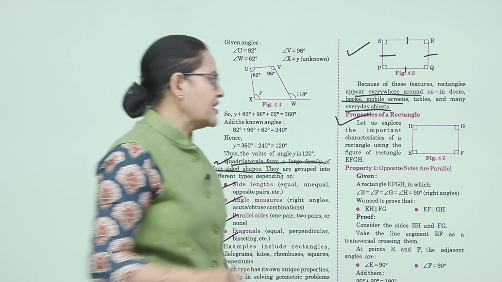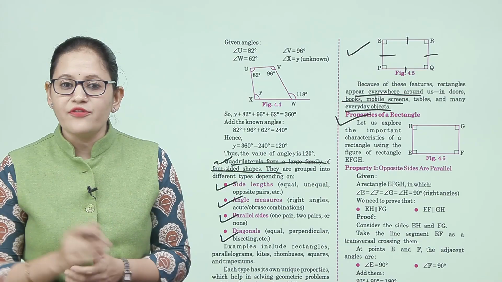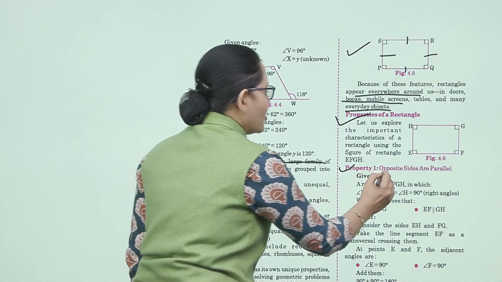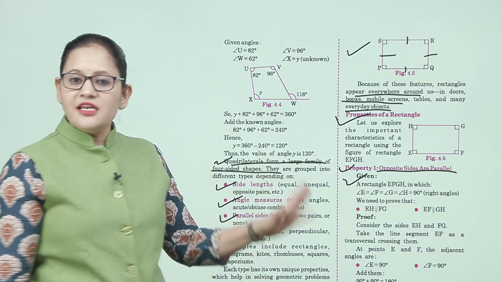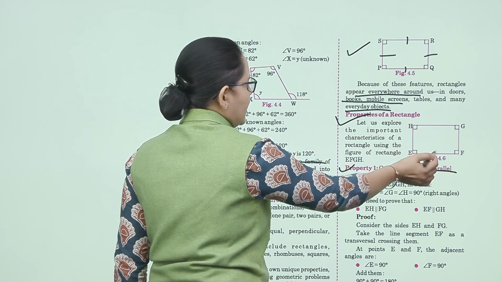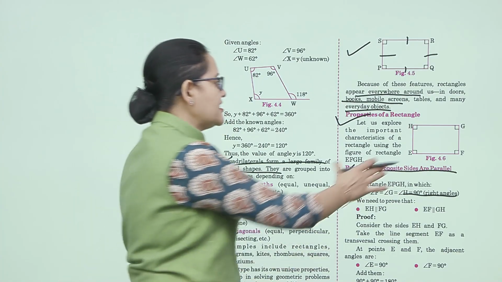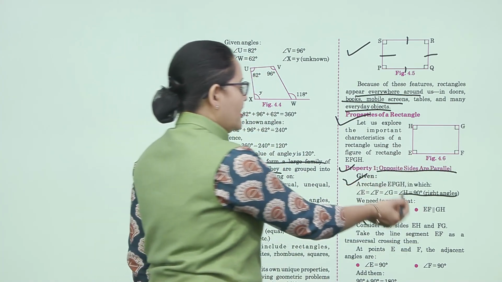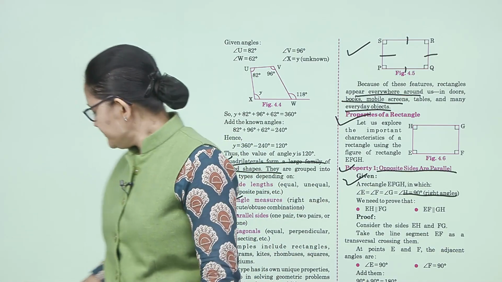Next, properties of a rectangle. Let us explore the important characteristics of the rectangle using the figure of rectangle EFGH. Here a rectangle EFGH is given. Now, property: opposite sides are parallel. So what is given to us? Here is a rectangle EFGH in which we know each angle is 90 degrees, a right angle. So we need to prove that EH is parallel to FG and EF is parallel to GH, that is, we need to prove that opposite sides are parallel.